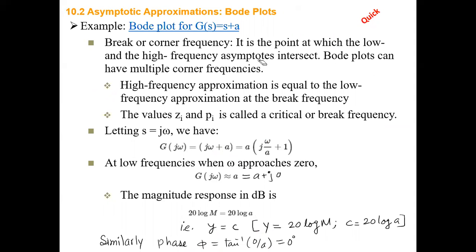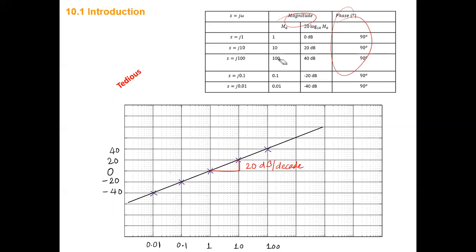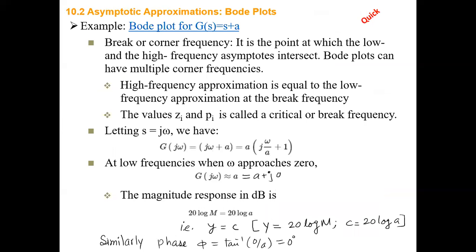In this case, we used the table. This is a very preliminary way of finding the Bode plot. But there is a quicker way of doing it. The quicker way is a method called asymptotic approximation. By using this approximation, we can make the Bode plot quickly. Okay, let's do that.